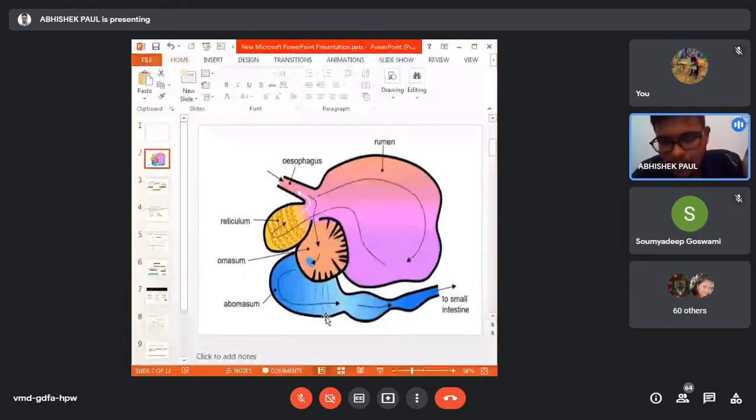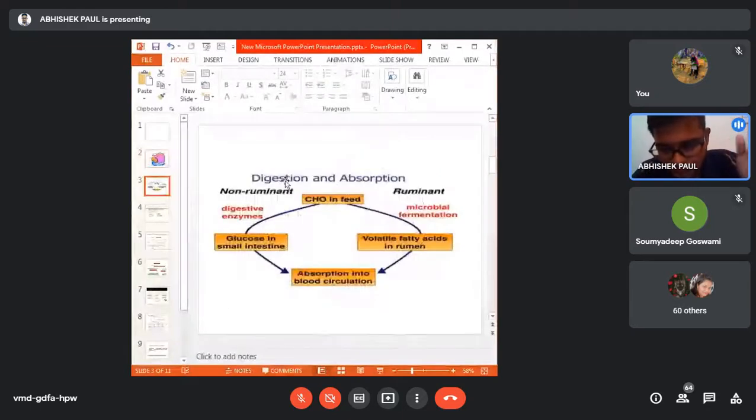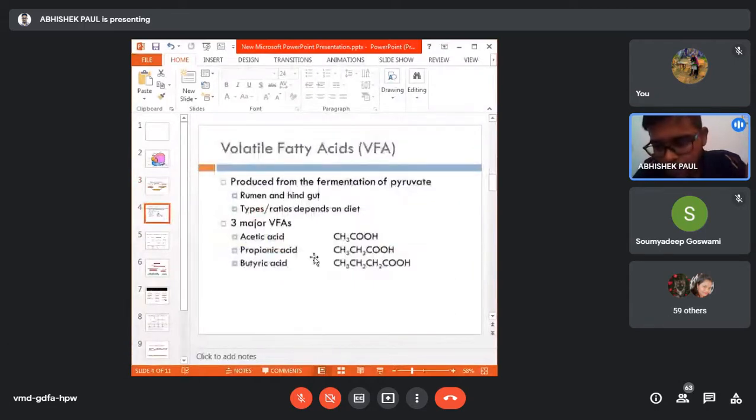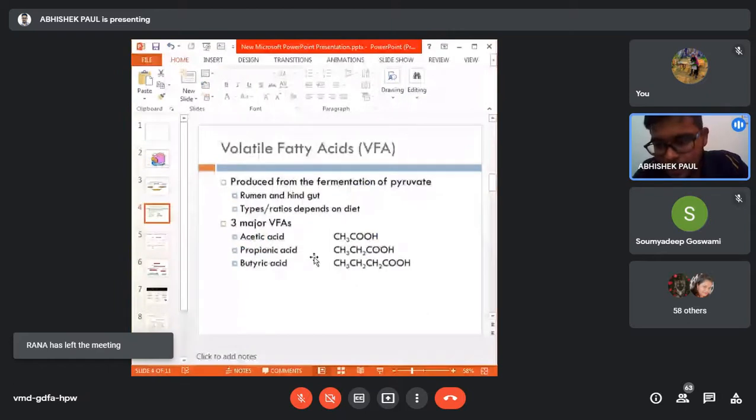This is the end product of carbohydrate digestion in the case of ruminants and in the case of non-ruminants. In non-ruminants it is glucose; for human beings also it is glucose. For ruminants it is volatile fatty acids. So what are those volatile fatty acids? These are acetic acid, propionic acid, butyric acid. These are the major volatile fatty acids produced by carbohydrate digestion.